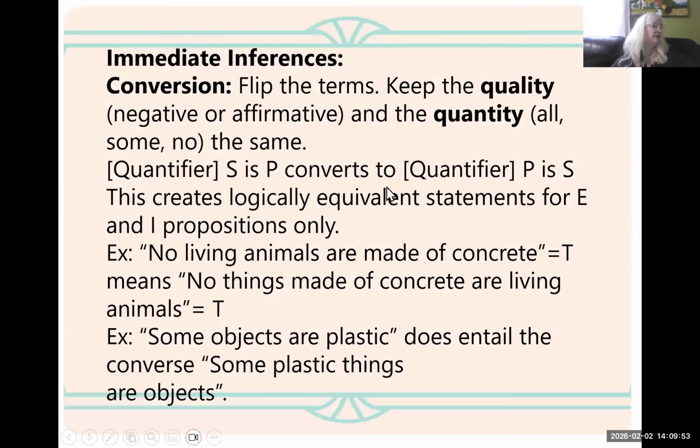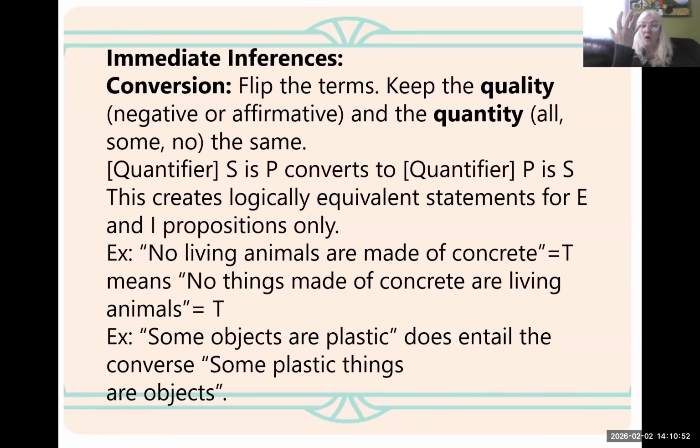Last thing I want to talk about are what we call immediate inferences. An immediate inference is simply going from one sentence to another sentence. So you can think of them as one premise arguments or one step arguments. So the first thing that we can do that is an immediate inference is what we call a conversion, to convert a sentence. In this case, we're just going to flip the term.